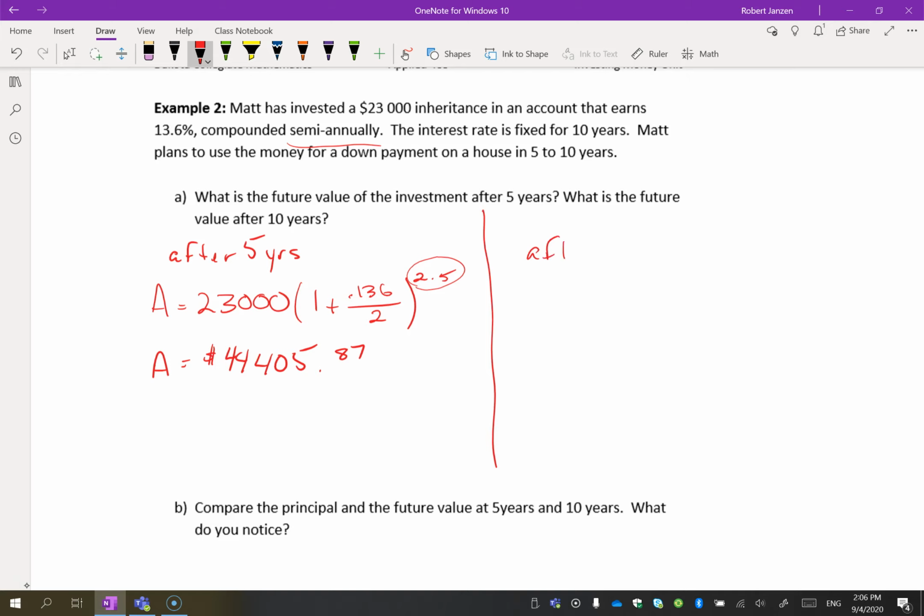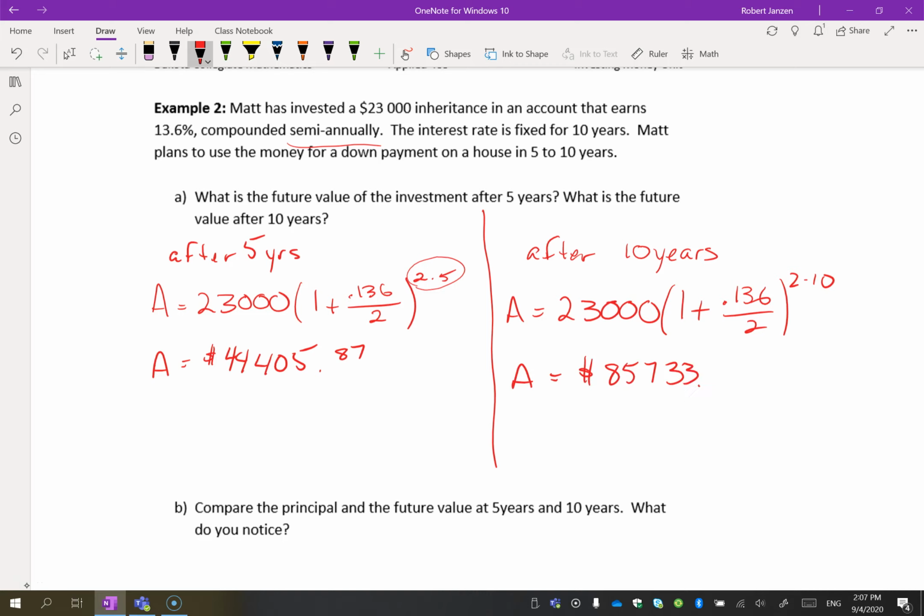Okay, let's try after 10 years. So A would be the principal, 23,000. This is the same, but now it's going to be 2 times 10. And it is worth $85,733.96.